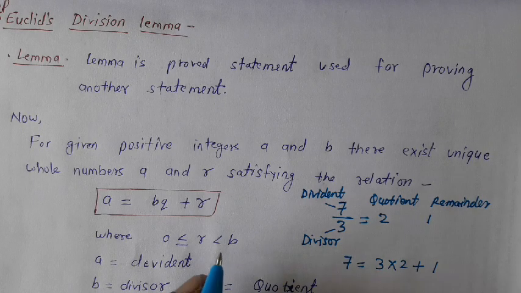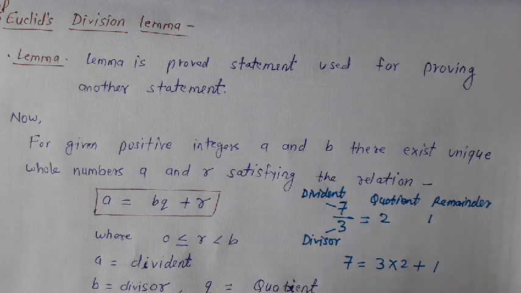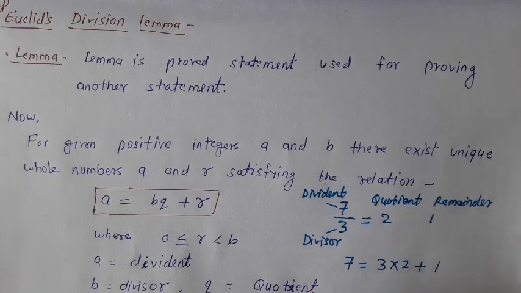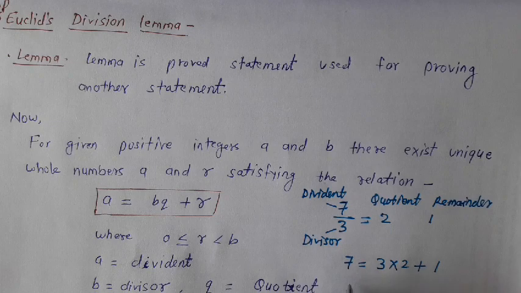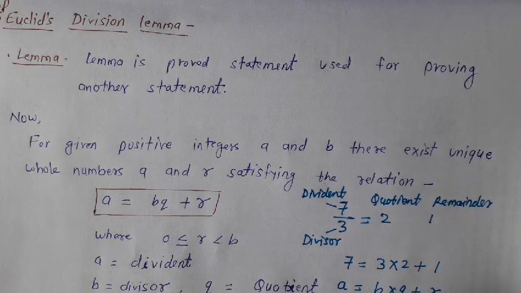B means divisor. The value of r is greater than or equal to 0 but less than the divisor. You can understand this by a simple division. Here, a equals 7. In place of 7 we can write a, replace 3 by b, 2 by q and 1 by r.